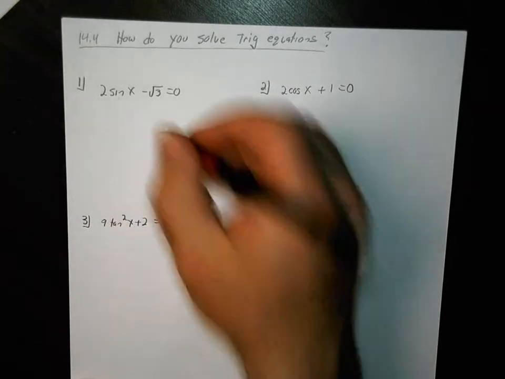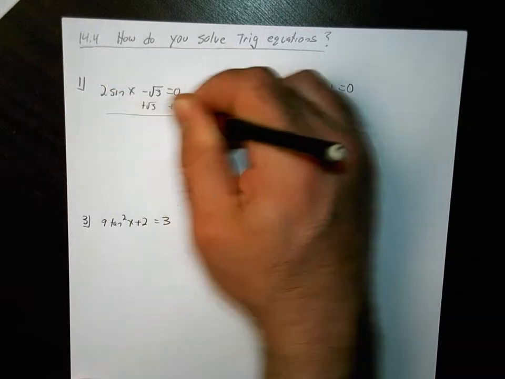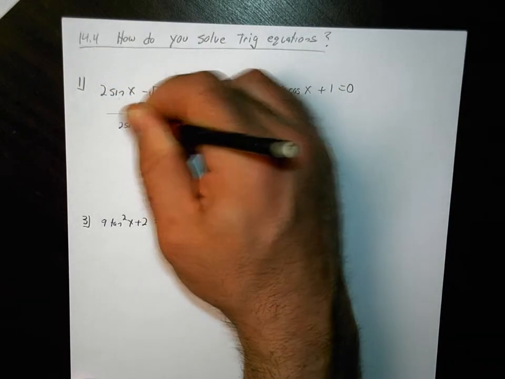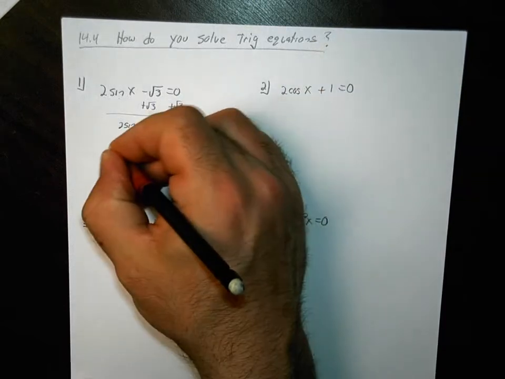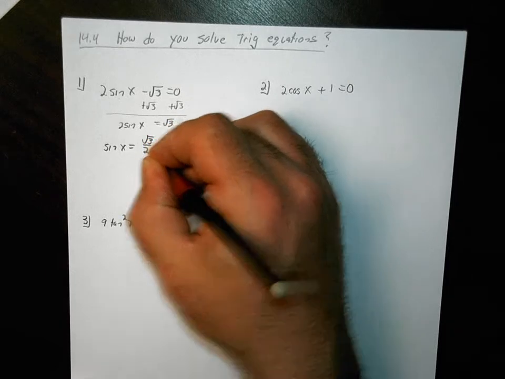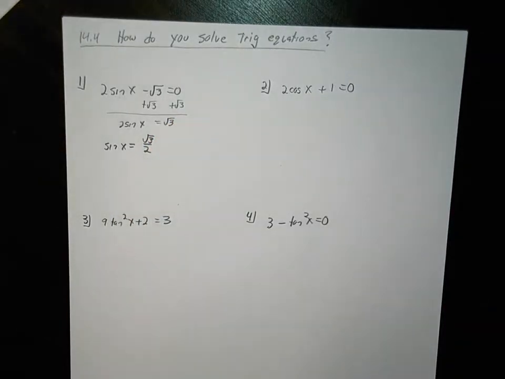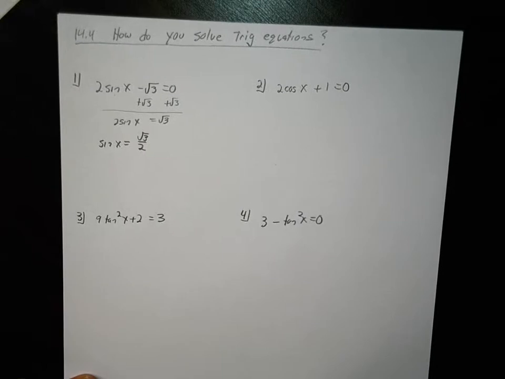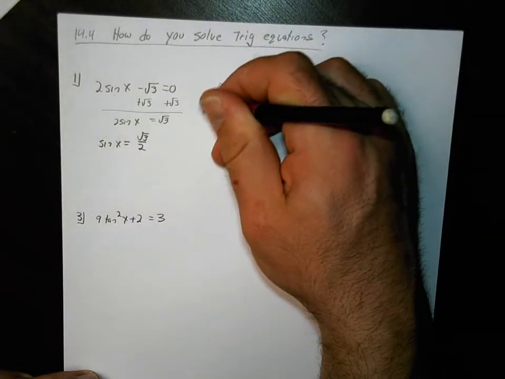So I'm going to add the square root of 3 on both sides. So we get 2 sine of x equals the square root of 3. Divide both sides by 2, I get sine of x equals the square root of 3 over 2. Okay, we've solved this sort of thing before. So we want to know what angle gives me a sine that's the square root of 3 over 2. So, think about your special triangles.